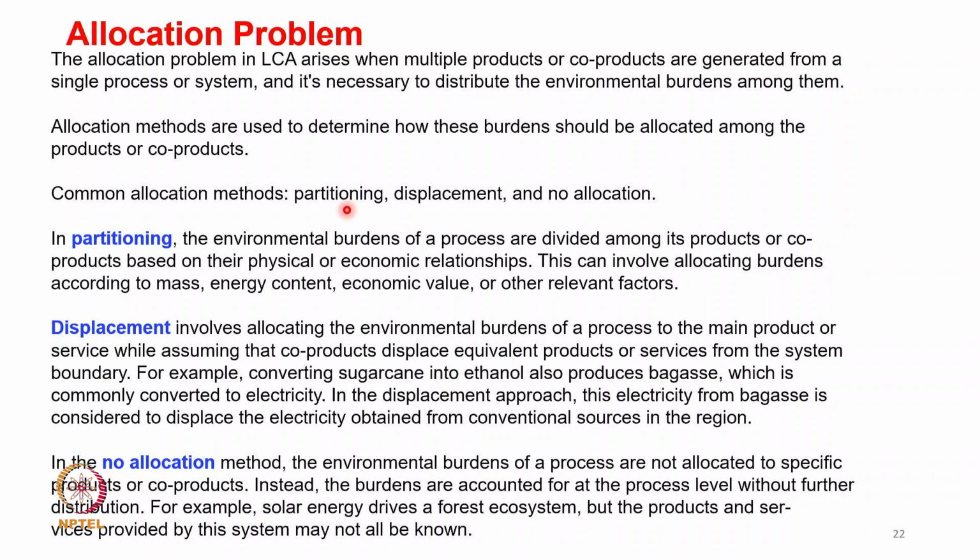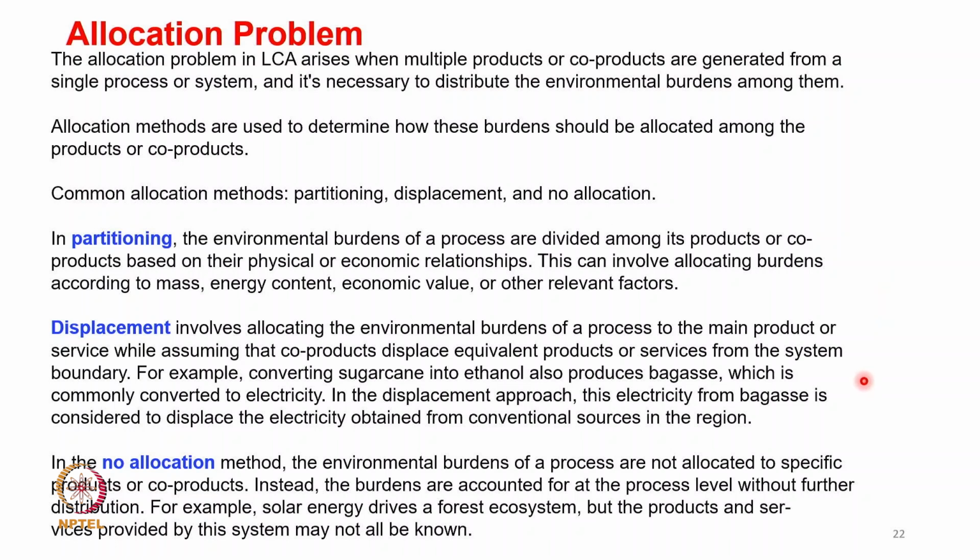There are three methods of allocation. One is partitioning, second is displacement, and the third is no allocation. So what do we do in partitioning? In partitioning, the environmental burdens of the process are divided among its products or co-products based on their physical or economic relationship. This can involve allocating the burdens according to mass, energy content, economic value, and other factors.